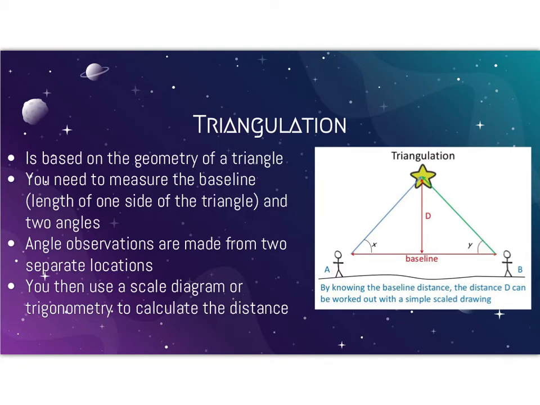Angle observations, again, are made from these 2 separate locations. We then use a scale diagram or trigonometry to calculate the distance. So we can use trigonometry or math to calculate the distance this star is above the ground.